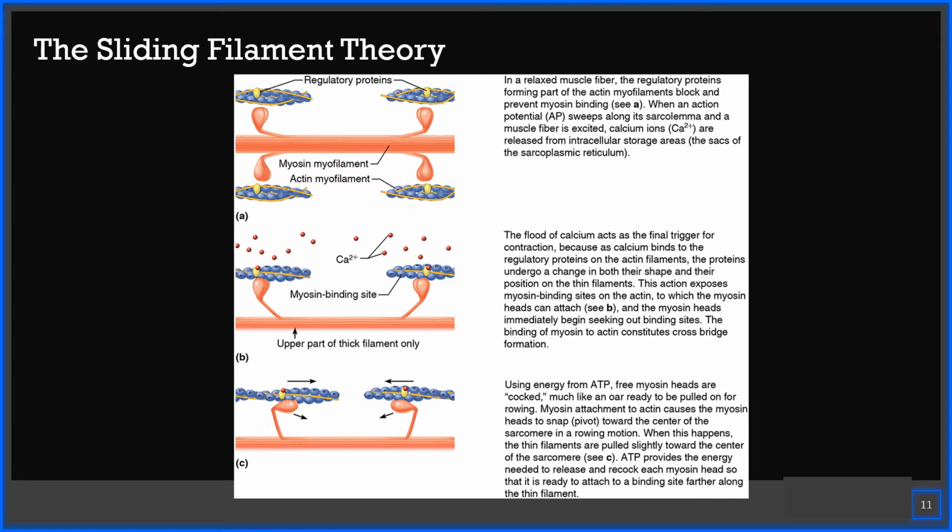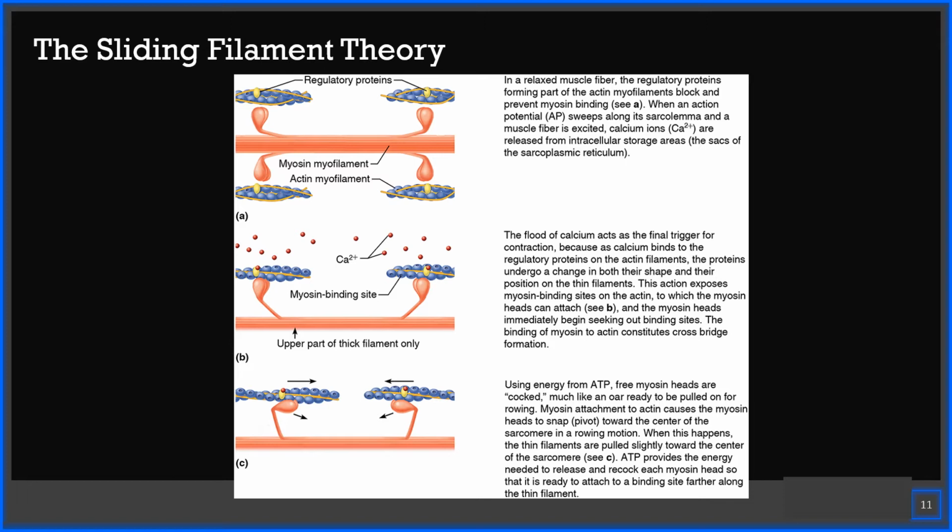So let's look more at this image on this slide. In a relaxed muscle fiber, the regulatory proteins forming part of the actin myofilaments block and prevent myosin binding. When an action potential, AP for short, sweeps along the sarcolemma and a muscle fiber is excited, calcium ions are released from intracellular storage areas, aka the sacs of the sarcoplasmic reticulum. The flood of calcium acts as a final trigger for contraction.